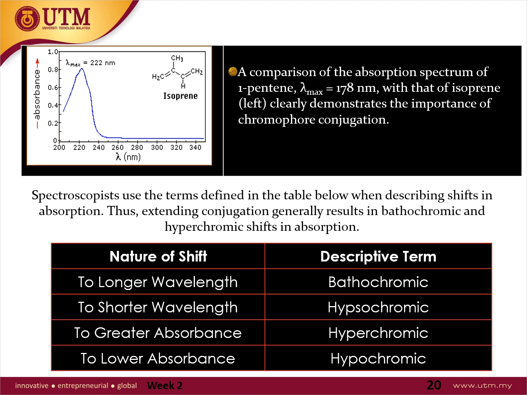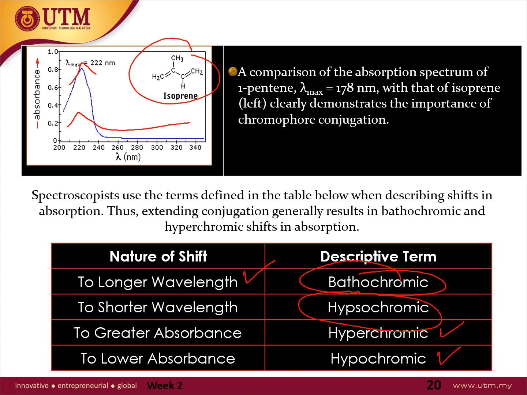Okay, so this is an example. The example again, this is on the conjugation. So when you conjugate, most of it will shift to the longer wavelength. That's what we call a bathochromic shift. Some of it will give you higher absorbance, sometimes it will reduce the absorbance. If you go to lower wavelength, you will have hypsochromic. If the shift is towards a higher absorbance, hyperchromic, and lower absorbance as hypochromic.